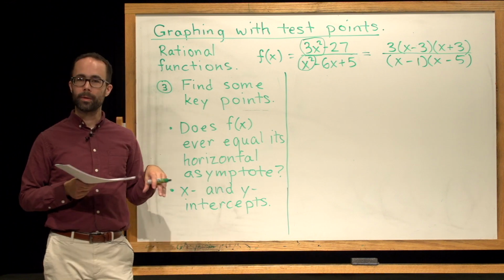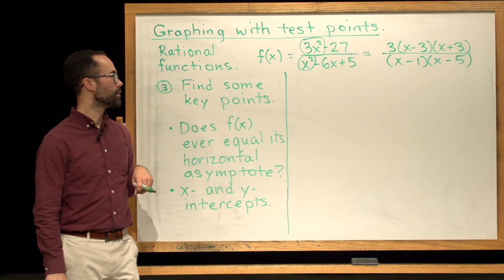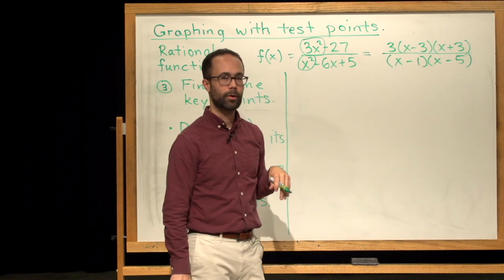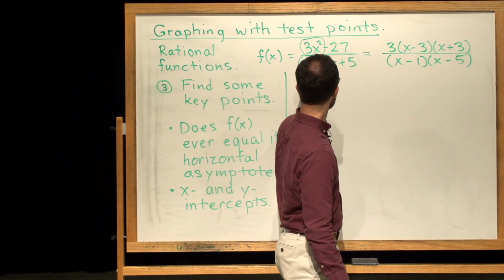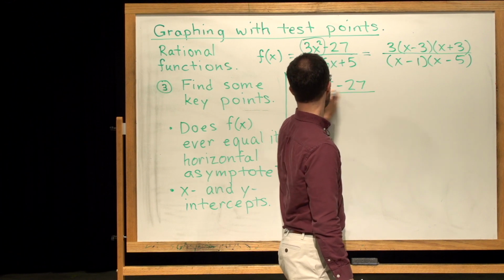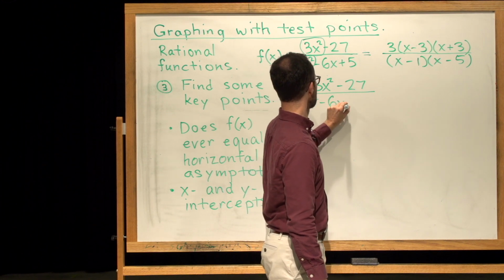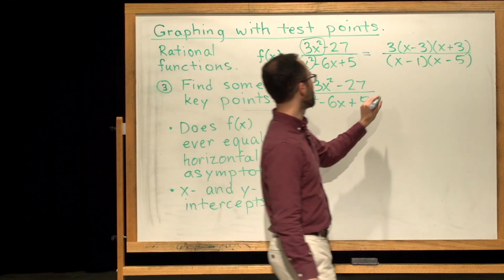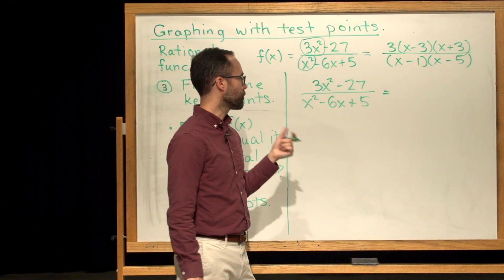From what we did a moment ago, we know the horizontal asymptote is when y equals 3. So we'll set them equal to each other. We've got our function here. I'll use the non-factored form. So we have our 3x squared minus 27 on the numerator, and then for the denominator, x squared minus 6x plus 5. And we want to know if that's equal to 3.